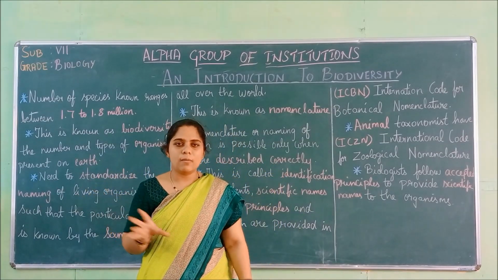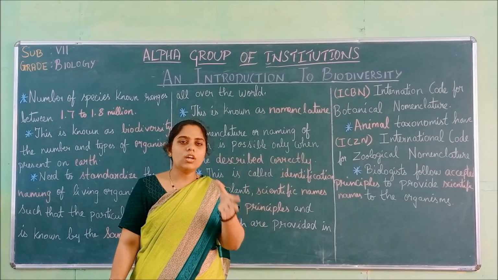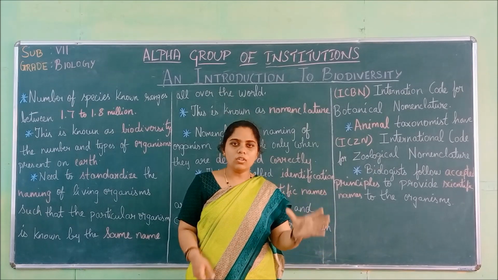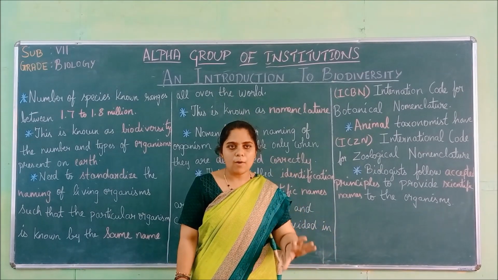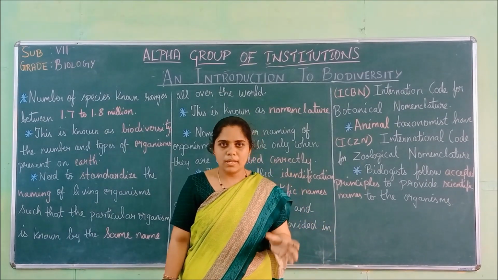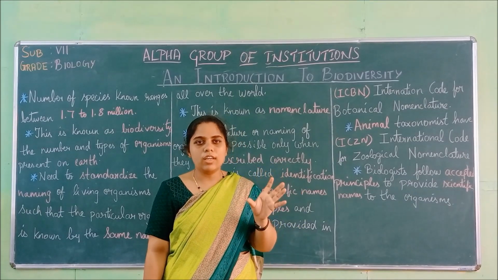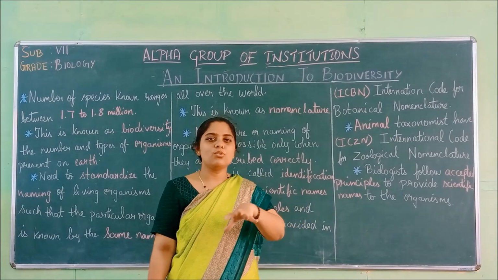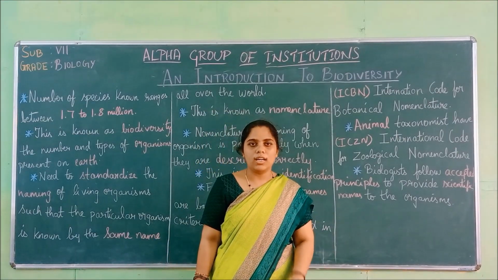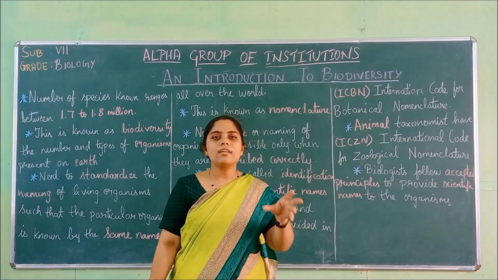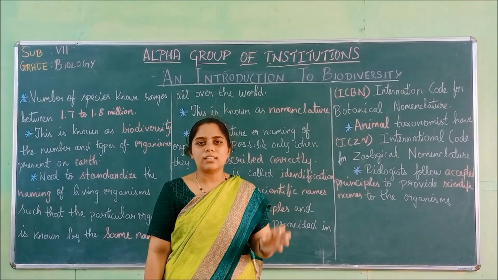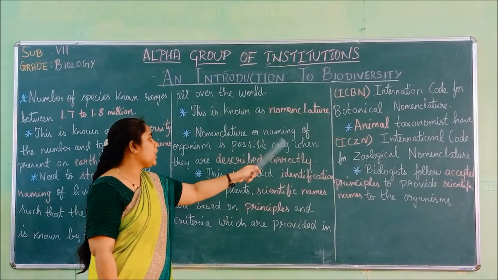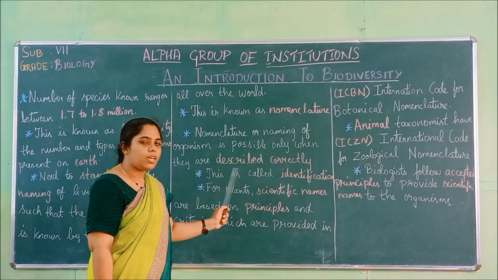And your tail is there. So likewise, all the organisms have to be described correctly. Only then can they be given a proper name in the nomenclature. So for giving nomenclature, for naming the organism that is used all over the world, we need a proper description. It should be described correctly. So that is why, for naming the organism, it has to be described.